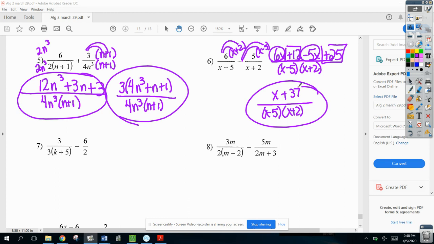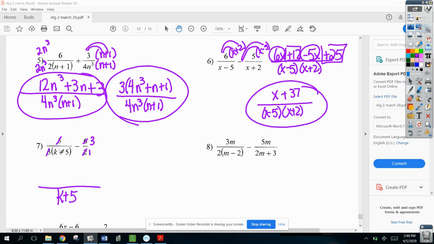Okay, next guy. You need a common denominator. Let's do some canceling first. This will make life easy. 3 and 3 cancel on the top and the bottom. And then this divides 2, right? This becomes a 1 on the bottom and a 3 on the top. So then your common denominator should just be k plus 5.